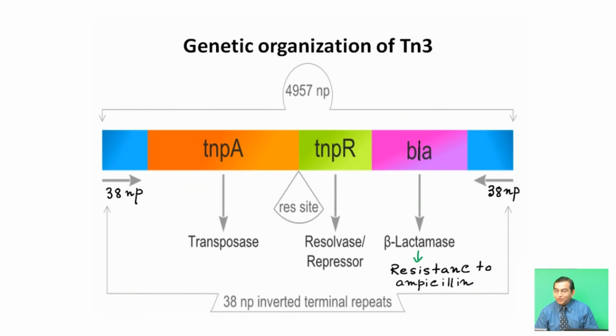Next comes the genetic organization of Tn3 elements. Tn3 elements consist of three genes: tnpA, which synthesizes transposase, tnpR, which synthesizes resolvase or repressor, and the bla gene, which synthesizes beta-lactamase. This beta-lactamase gives resistance to ampicillin. There are 38 nucleotide pair inverted repeats at the two ends.